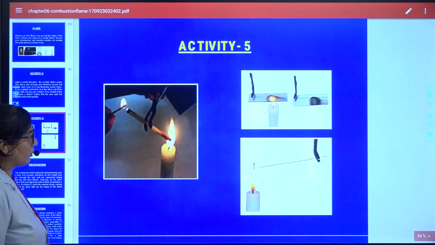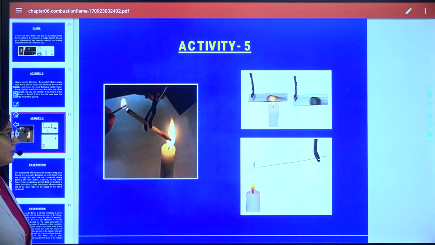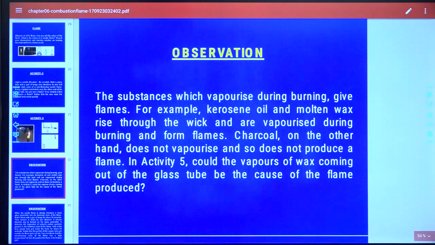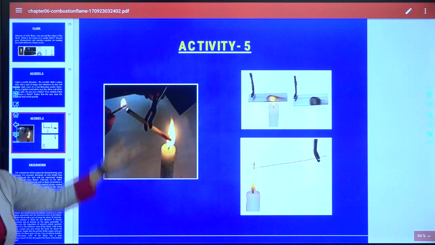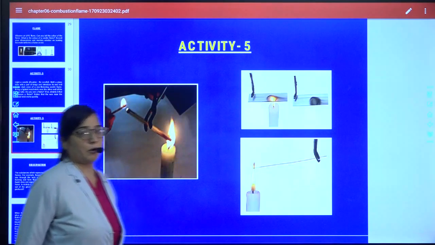See, this is what you have to do. Bring the matchstick near the dark zone and once towards the luminous zone. So here it is, the substance which vaporizes during burning gives flames. For example, kerosene oil and molten wax rise through the wick and are vaporized during burning, and they form flames. Charcoal will not vaporize and it will not produce flame.